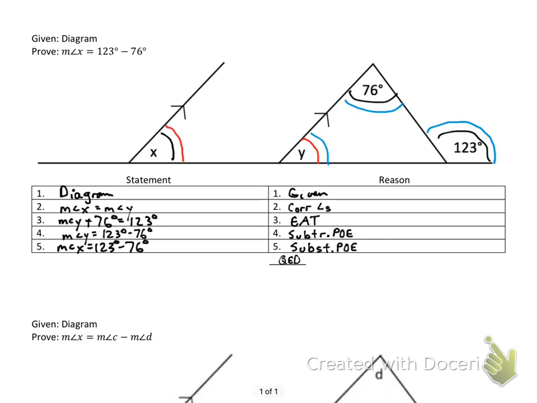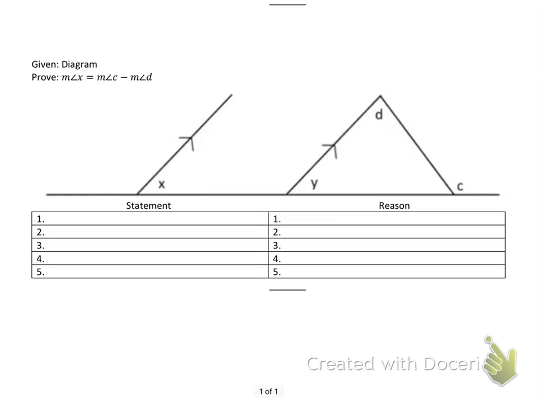So we're going to do this same proof again. We can basically copy it down with a couple of substitutions. And notice in the next one, it's the same thing, but we don't have 123 and 76. We've got C and D. All right, and let me explain why we're doing this.